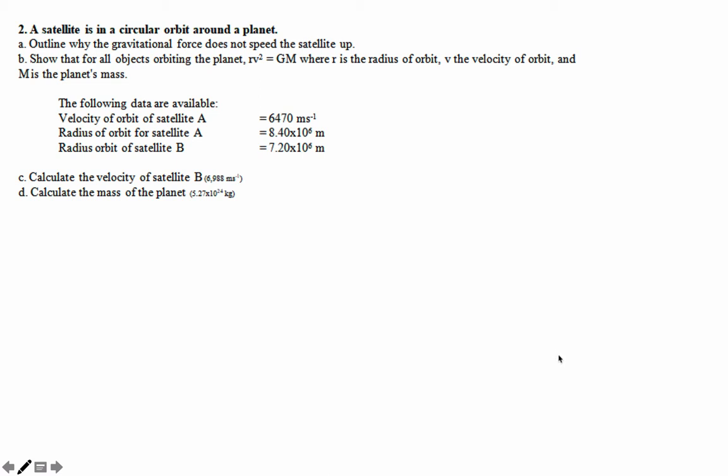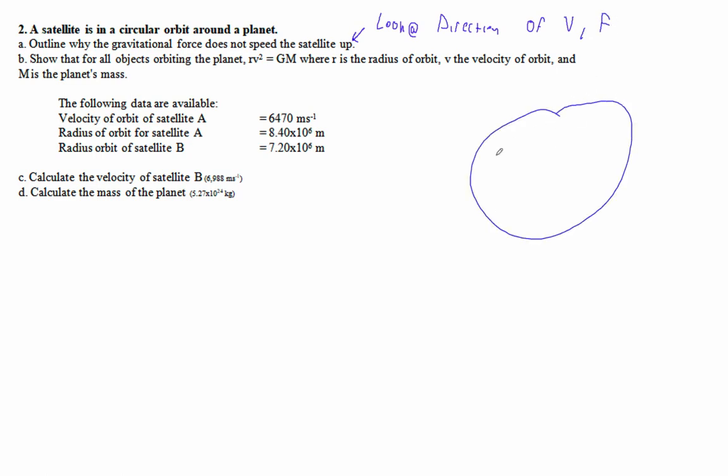Satellite is in a circular orbit around a planet, outlined by the gravitational forces that speed the satellite up. This is my clue to you, okay? You could Google this or whatever, right? But look at the direction of the velocity and the force acting on something. If it's going in a circle, the velocity is going to be tangential, and the force is going to be exactly toward the center of this circle. There's something about that angle that's important.